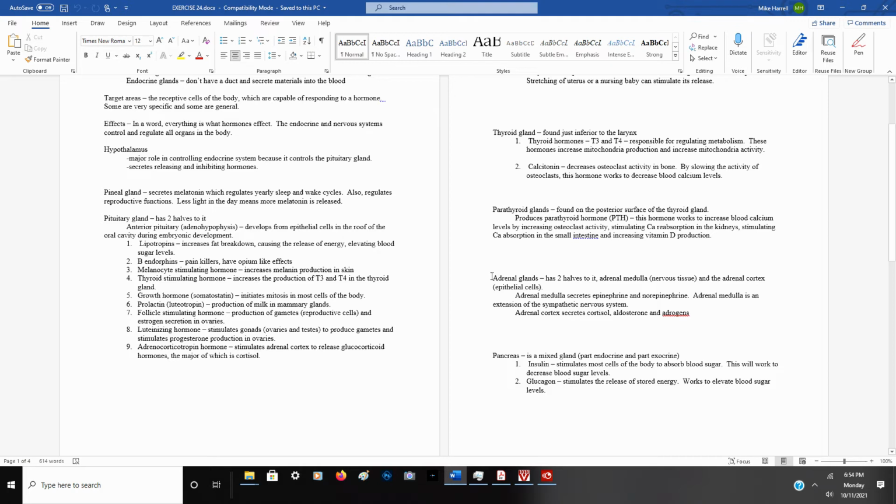Now there are 2 halves to the adrenal glands, kind of similar to what we saw with the pituitary. One half is called the adrenal medulla, and it is part of the sympathetic division of the nervous system. Remember how the sympathetic division loves to release epinephrine and norepinephrine? Same thing right here. Then there's another part called the adrenal cortex. Releases cortisol, aldosterone, and androgens, right? Should be an N right there, so let's correct that.